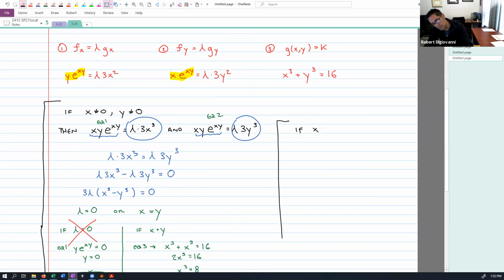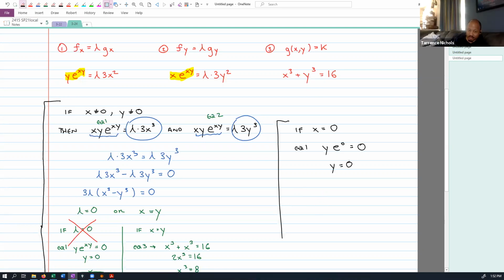If x equals 0, okay, let's see, are we going to run into any problems? Look at the first equation. Just look at equation 1. If x is 0, then equation 1 becomes what? Y e to the 0 must equal 0, right? If x is 0. But what would that mean? It means y is 0, right? So if we're going to let x be 0, then that forces y to have to be 0. But what's wrong with that?